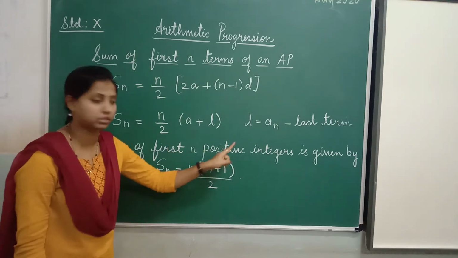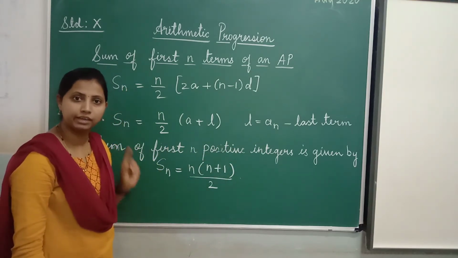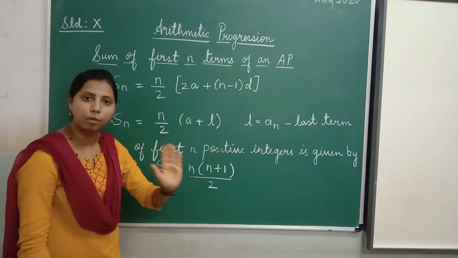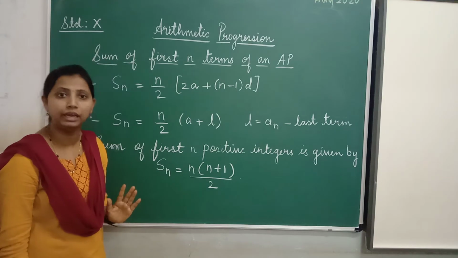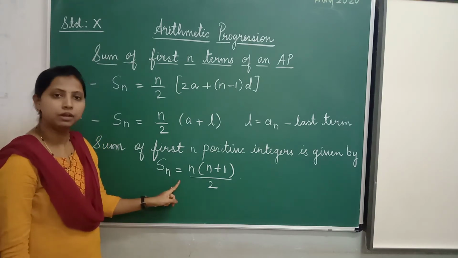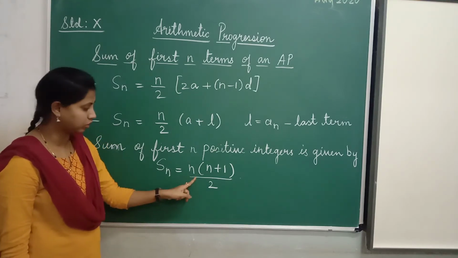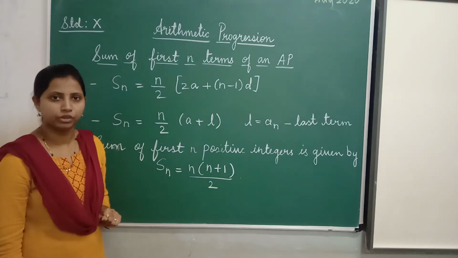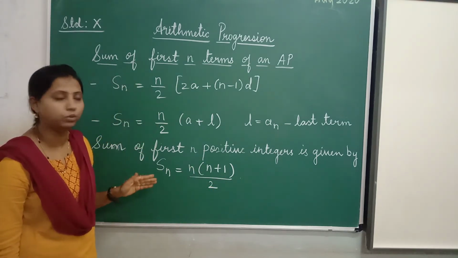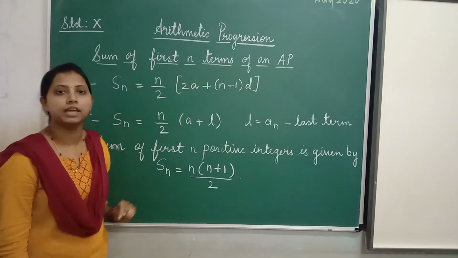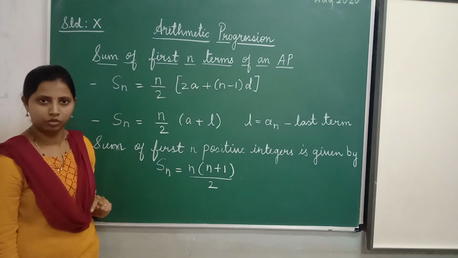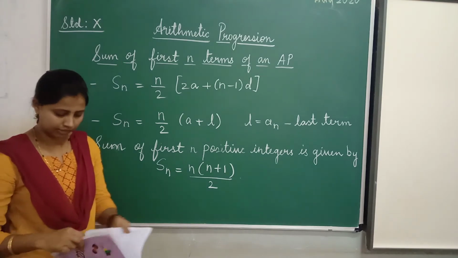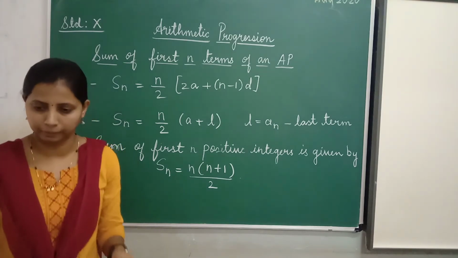Okay, this is the formula to be used when you have to find the sum of first n positive integers. It is only in case of first n positive integers starting from 1 that you can find the sum using this formula, that is Sn is equals to n into n plus 1 by 2. Okay, so these are the formulas to be used to find the sum of first n terms of an AP. Okay children, now using these formulas we will solve the exercise 1.3.